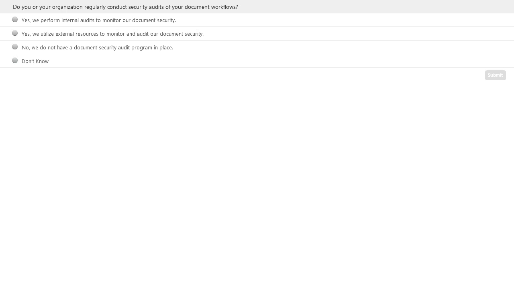Do you or your organization regularly conduct security audits of your document workflows? The answer choices are: yes, we perform internal audits to monitor our document security; yes, we utilize external resources to monitor and audit our document security; no, we do not have a document security audit program in place; or you just don't know.